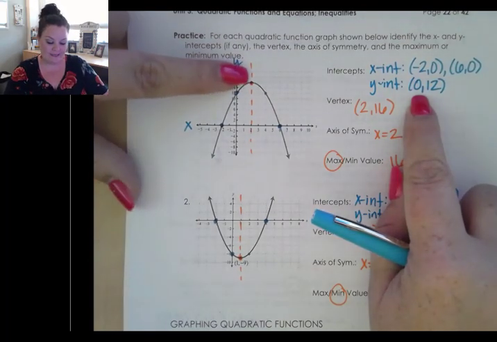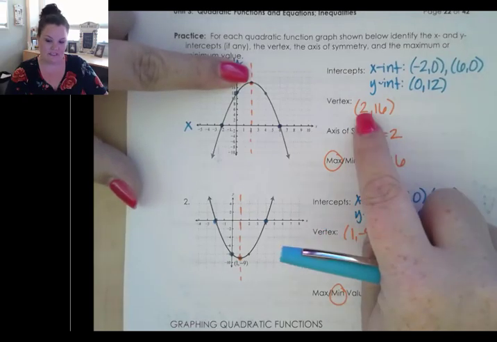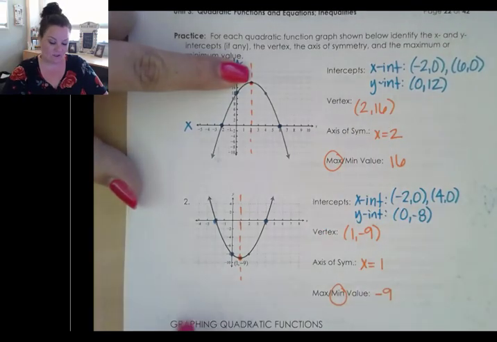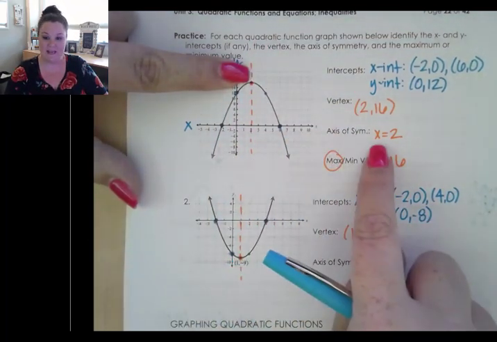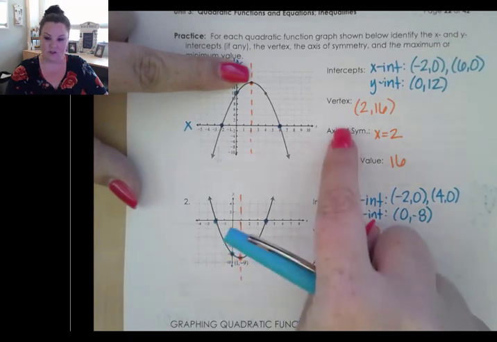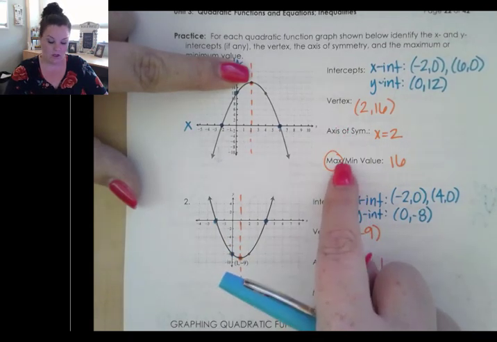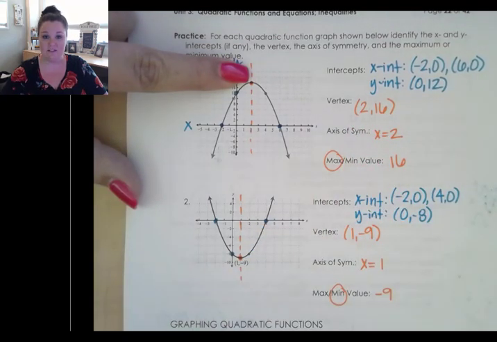Our vertex point is that highest or lowest center point, which in this case happens to be (2, 16). And so we can see that the line that cuts it right down the center, our axis of symmetry, is going to be x = 2, with that highest maximum point being 16. Okay, so remember, both the axis of symmetry and your min or max value come from your vertex. So once you know your vertex, you should be able to tell me these two things.